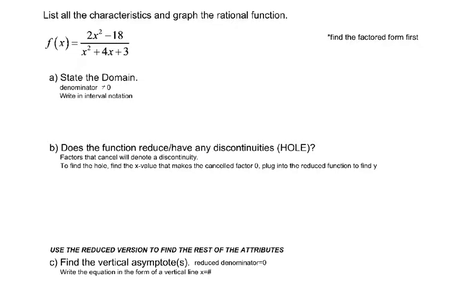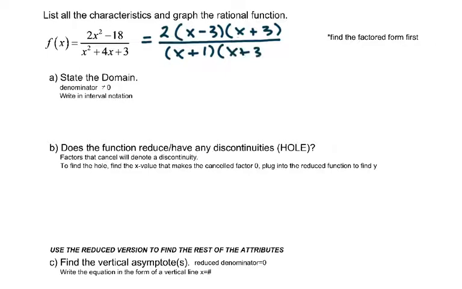So the first thing we always do is we want to make sure we create the factored form. So the numerator, I can factor out a 2, and that leaves me with x squared minus 9. And we should all recognize that x squared minus 9 is in fact a difference of squares, so we can factor it a little bit further, x minus 3, x plus 3. And then the denominator here factors like a traditional quadratic would, and I'm going to have x plus 1 and x plus 3.